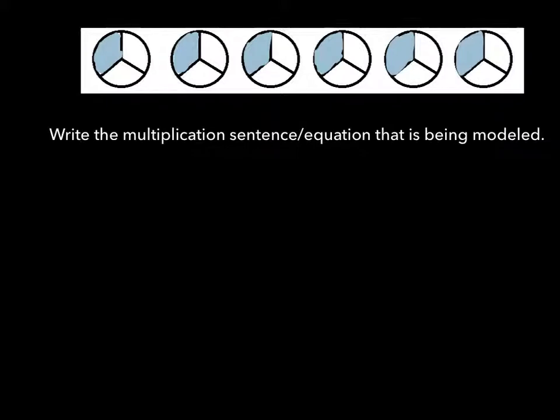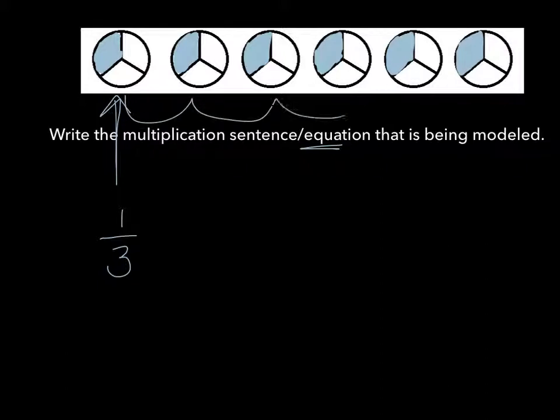Now we're going to see how to write a multiplication sentence or an equation, meaning it's going to need an answer, to what's being modeled above. So in order to figure out the multiplication problem, I'm going to start by looking at one object. And what fraction is being modeled here? Well, this object is broken into thirds, and one piece is shaded. So 1/3 is being represented.